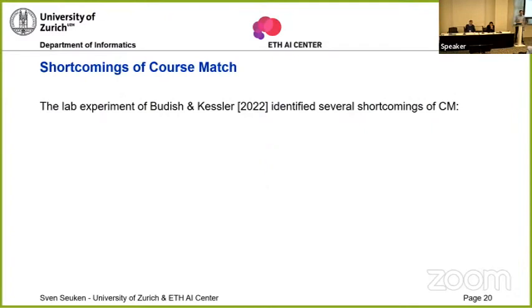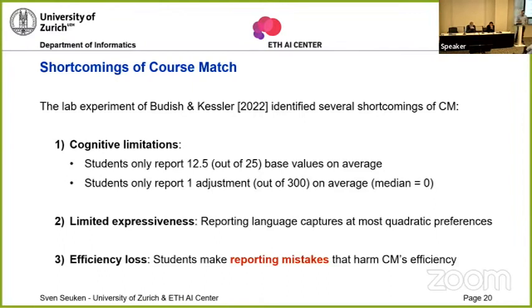Now, Budish and Kessler did a very nice lab experiment before course match was deployed in practice. And while on average, the students really benefited from this new mechanism compared to the previously used BPA mechanism, they also identified several shortcomings. One is that the students showed significant cognitive limitations. They only made use in a very limited way of this very nice reporting language, reporting only a few base values on average, and most importantly, only reporting one adjustment on average, and actually the median number of adjustments was 0.